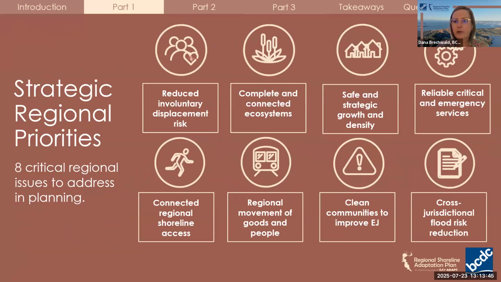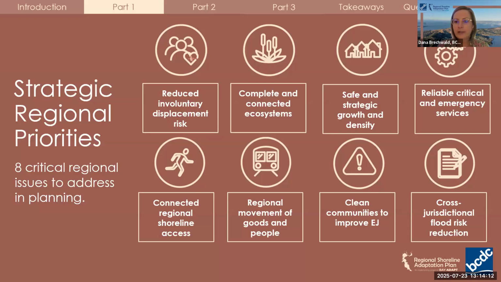So strategic regional priorities are critical region-wide issues that will be exacerbated by sea level rise, but that must be addressed locally to reduce or avoid consequences regionally. The 8 strategic regional priorities emerged directly from the One Bay vision and include things like reducing displacement, protecting baylands habitats, maintaining critical services, and improving shoreline access.